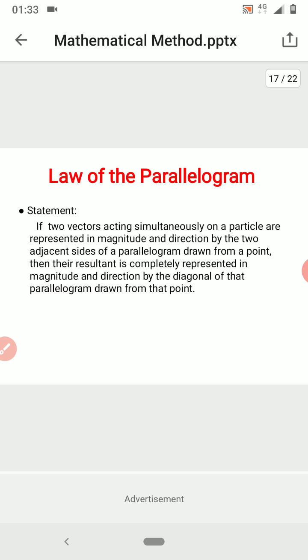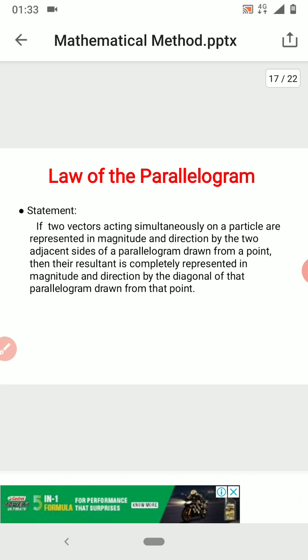If two vectors of the same type originating from the same point are represented in magnitude and direction by two adjacent sides of a parallelogram, the resultant vector is given in magnitude and direction by the diagonal of the parallelogram, starting from the same point, as shown.